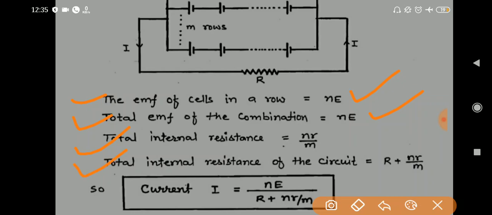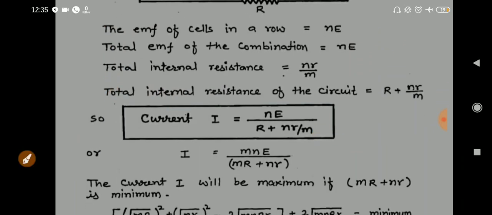And the total resistance of the circuit is nr by m plus capital R. Now by using Ohm's law we get I is equal to nE by R plus nr by m. On solving we get I is equal to nmE upon mR plus nr. This is the required expression for current in mixed combination of cells.